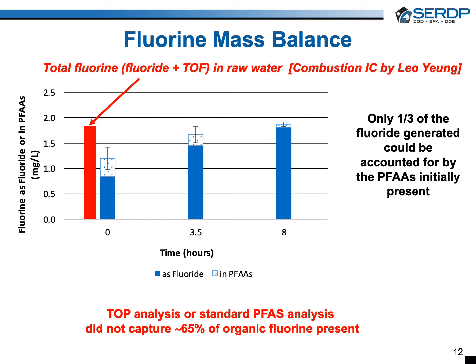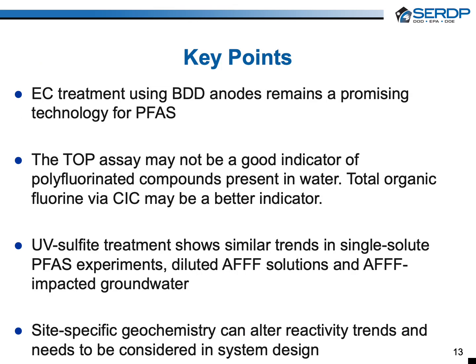So just to highlight some of the key points from the things I talked about with electrochemical treatment, I think electrochemical treatment using boron doped diamond anodes remains a promising technology for PFAS, and we're aware that there's other anodes being developed, and certainly they might show some good promise as well. But based on what we saw, the fact that these precursor compounds can get treated as well as the perfluoroalkyl acids, and we can get defluorination, I think this just continues to show that it's a promising technology.